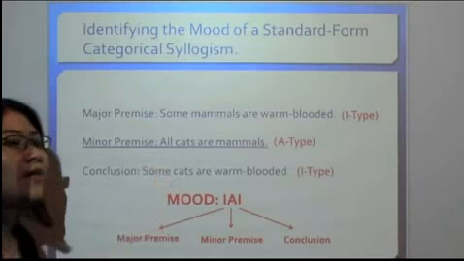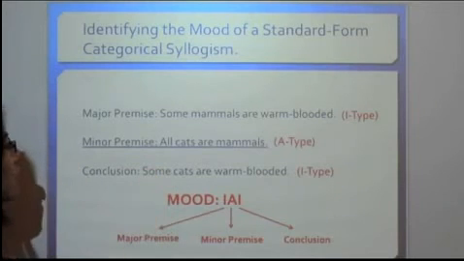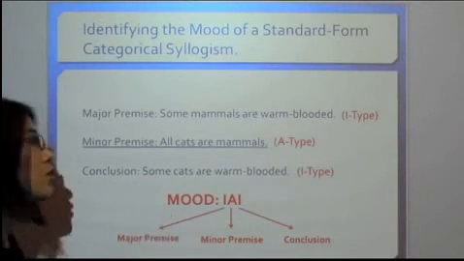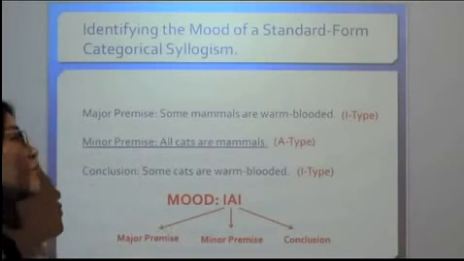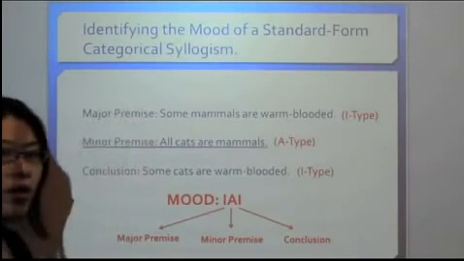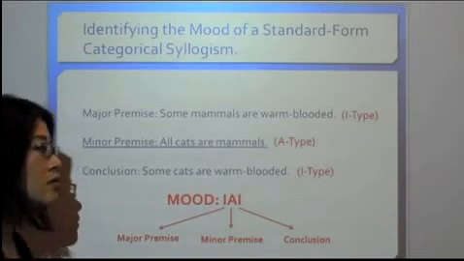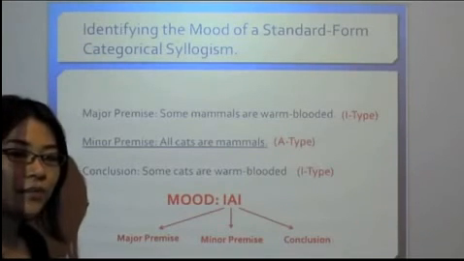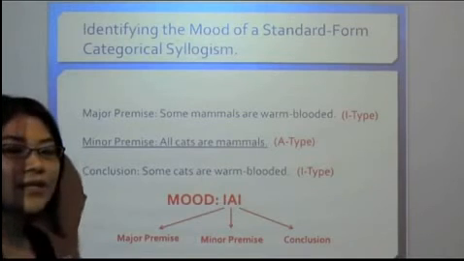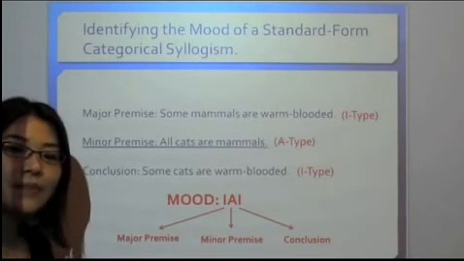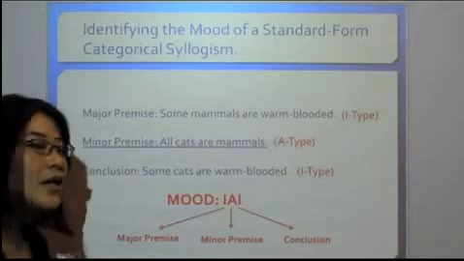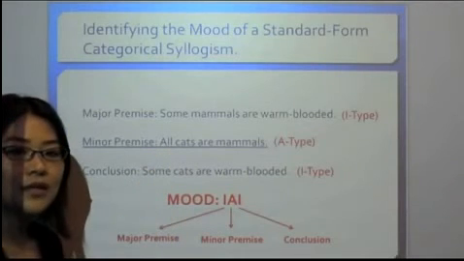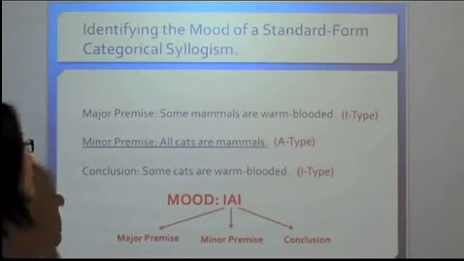So here we have an argument that is in standard form, and we actually worked on it a little bit earlier, made sure that it was in standard form. It meets all the criteria of a standard form categorical syllogism. And what we want to do after that, in order to identify the mood, is simply identify the type of statement, the type of standard form categorical statement that makes up this standard form categorical syllogism.